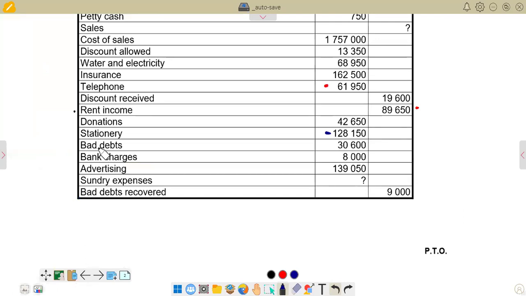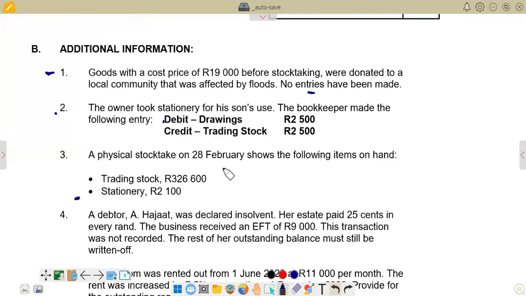So after stationery, we are working bad debts. So our bad debts, we've got 30,600. But you go to the additional information to check if you've got any other bad debts that we have. So if you come on item 4, it reads that Data A was just declared insolvent. Instead paid 25 cents in every rand. The business received EFT of 9,000. The transaction was not reported. The rest of the outstanding balance must still be written off. So this is also a bad debt.